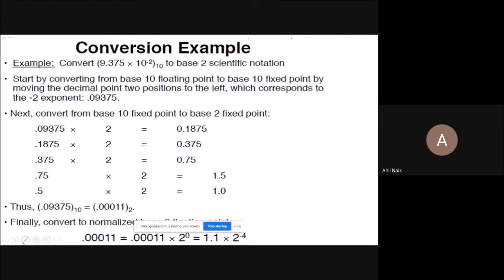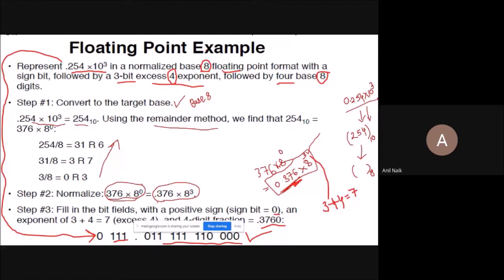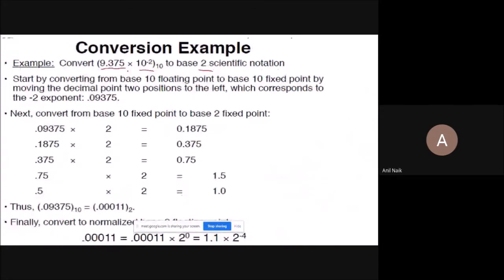One more example. Conversion example. Convert this 9.375 into 10 raised to minus 2. It is a base 10 to base 2 scientific notation, meaning decimal to binary conversion. The previous example was base 10 to base 8. So here we are converting base 10 to base 2, binary form.